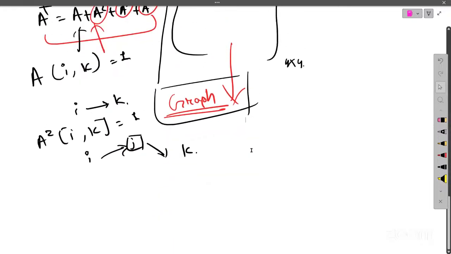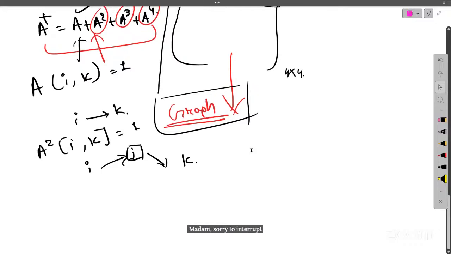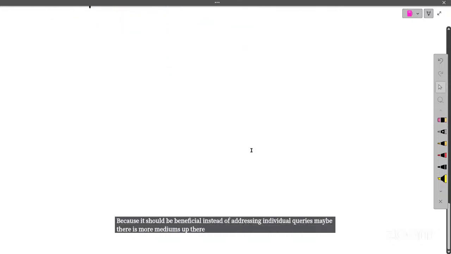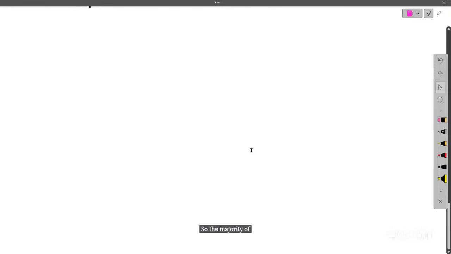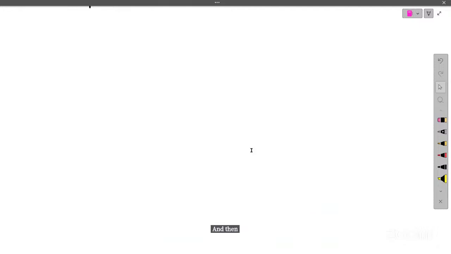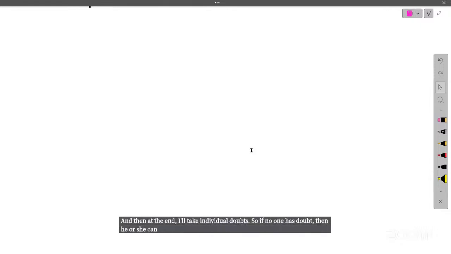Madam, sorry to interrupt. So today, what is the plan, madam? Because it should be beneficial, instead of addressing individual queries, maybe for the majority of students in a beneficial manner. Right, so I have a plan that first I'll go through the major concepts, whatever main concepts are there in week 10 and week 11, we discuss those methods with some examples. And then at the end, I'll take individual doubts. So if no one has doubts, then they can leave the session, right? Thank you, madam.